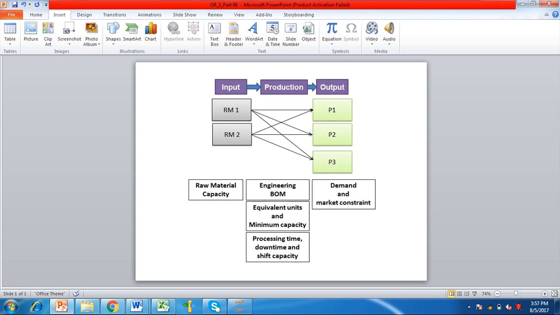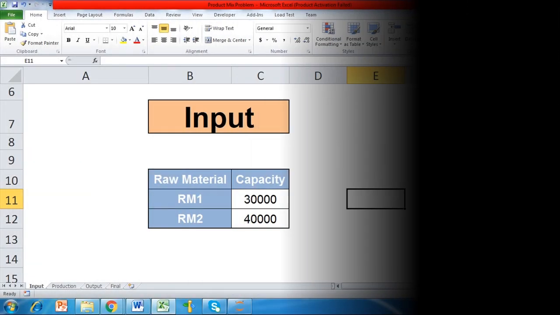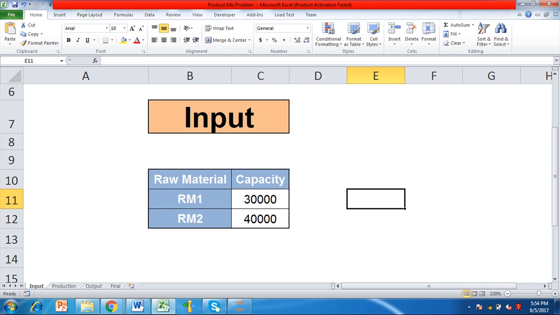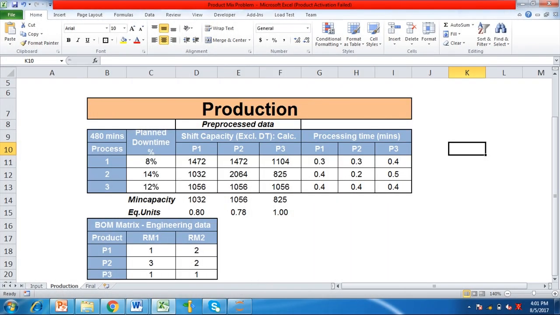We will use the minimum capacity of each product among all the processes as the daily capacity. We compute the capacity in terms of both number of units and time. At the output end we have demand and constraints imposed by the market. The input raw materials RM1 and RM2 have daily capacities of 30,000 units and 40,000 units. The production data represents the crux of our problem.